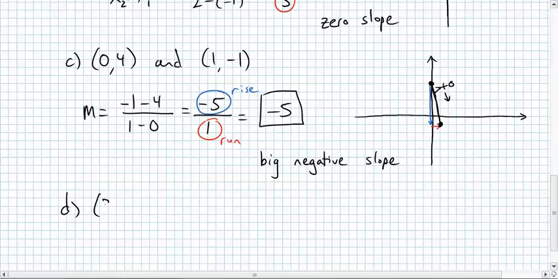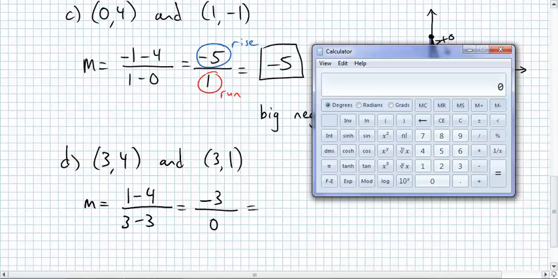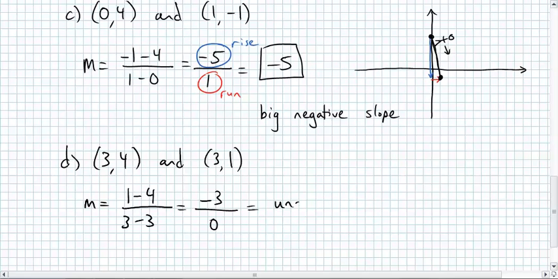What about if I'm given the points 3, 4 and 3, 1? Okay, so the slope is how much do the y values change compared to how much do the x values change. So 1 minus 4 is a -3. 3 minus 3 is 0. Let's try that on the calculator. -3 divided by 0 is undefined. You cannot divide by 0. This gives you an error. There's no real number. Whenever you divide by 0, you get an error. We can also call this infinity, because when you divide by really small numbers, the answer is really big.